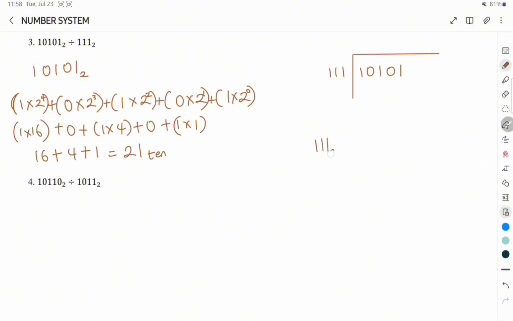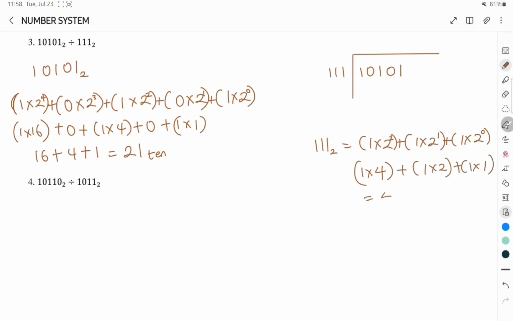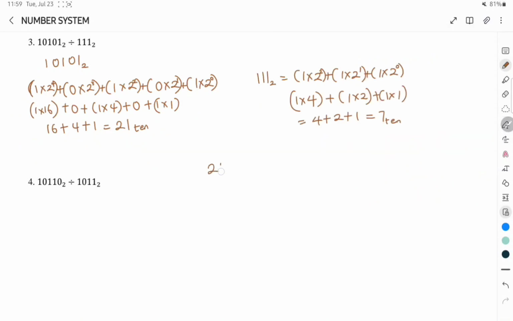So it's time to convert our divisor. 111 base 2 will be equal to 1 times 2, 1 times 2, 1 times 2. Then put a plus sign, then insert the index 0, 1, and 2. 1 times 2 to the power of 2 is 4, 1 times 2, then 1 times 1. That will be 4 plus 2 plus 1, and that's 7. So that means I'm dividing 21 by 7, right? 21 divided by 7 will give us 3 in base 10.